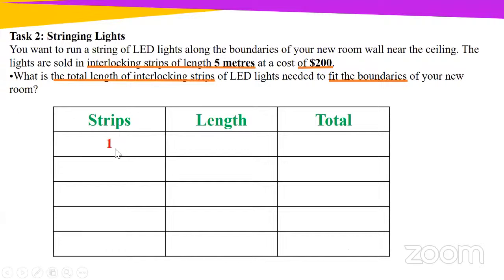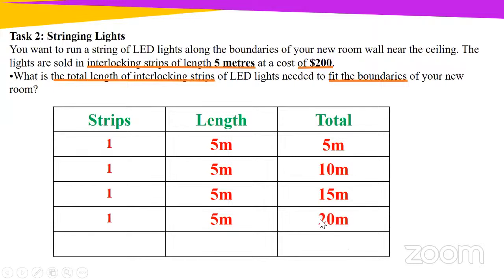if one strip has 5 meters. So remember, our goal is 22 meters, right? Yes, miss. So 2 strips will give us how many in total? 10. Good. 3 strips will give us how many in total? 15. And 4 strips will give us how many in total? 20. So, boys and girls, based on our perimeter, how much should we go to? 22.